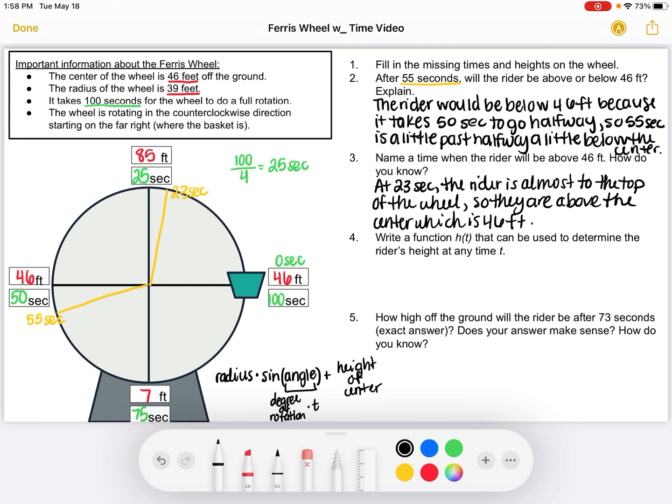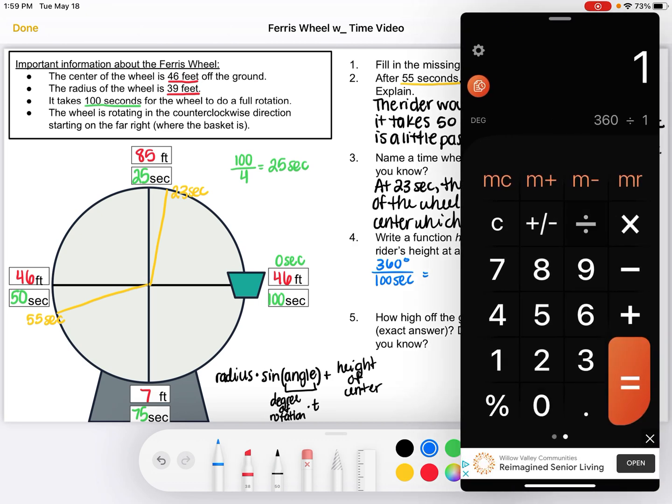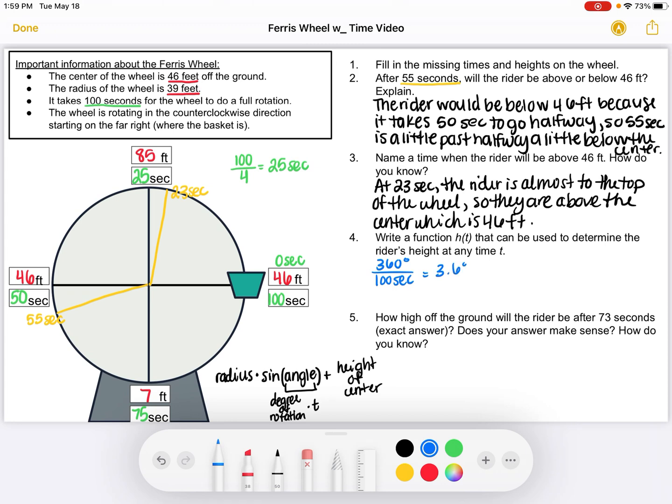That's what's going to go inside of sine, because we learned that when we want the equation to be based on time, if someone gives us a time, the first thing we have to do is convert it into an angle by multiplying by the degrees of rotation and then plugging that into sine. So the first thing I'm going to do is find the degree of rotation by doing 360 degrees, that's my total degrees, divided by the time it takes to go all the way around, so 100. And 360 divided by 100, let's double check, but I think it should give us 3.6 degrees per second. So now I can write my equation. H of t equals my radius, which is 39, times sine of my degrees per second, 3.6 times t, plus the height of the center, 46.